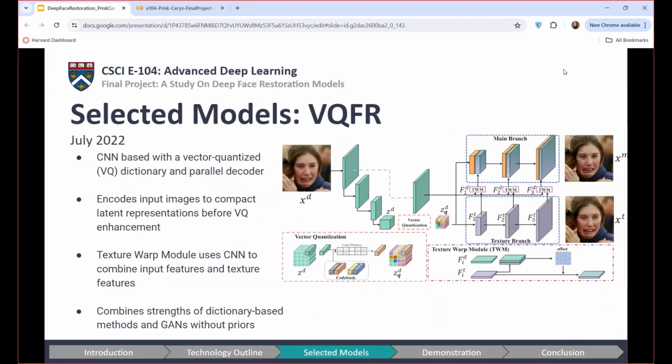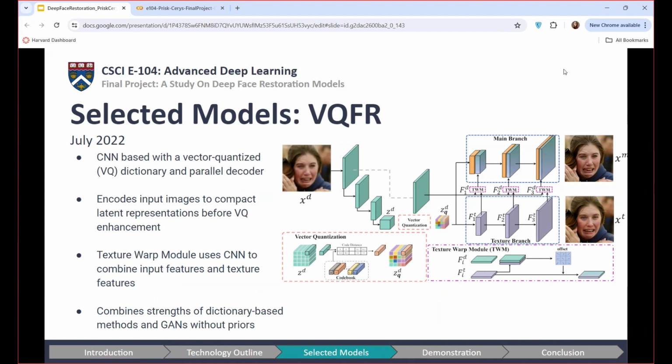The first of the selected models is the VQFR model. This combines CNN with a vector quantized dictionary and a parallel decoder. It encodes the input images to compact latent representations before enhancing them with high-quality codes from the vector quantized dictionary. A texture warp module uses a CNN to combine the input features and texture features to mitigate fidelity issues with the texture features. This approach combines the strengths of dictionary-based methods and GANs without relying on geometric or GAN priors.